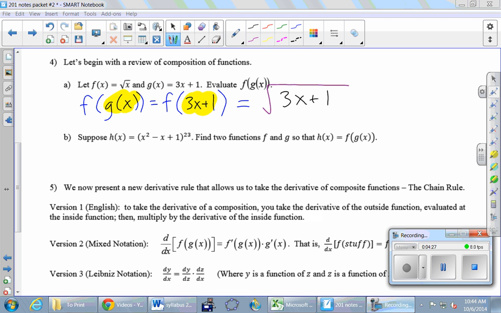Okay. Part B. So suppose we have this function, h of x is x squared minus x plus 1, all to the 23rd. We're going to find two functions f and g, so that h of x is really f of g of x. So we want two simpler functions so that we can build up to that more complicated h function. So what would you say is the inner part of the original h function?